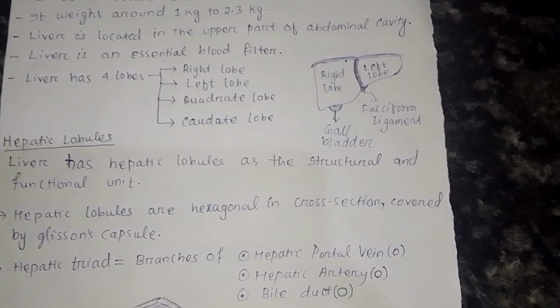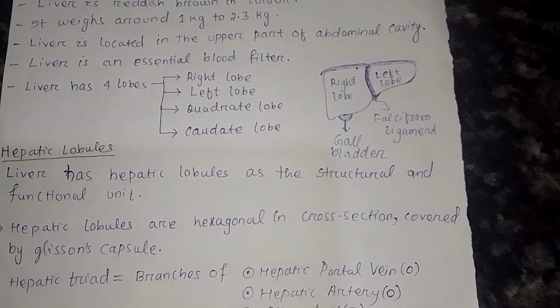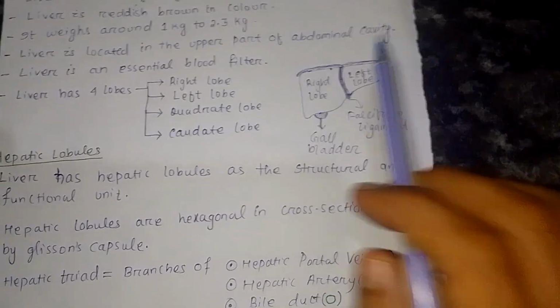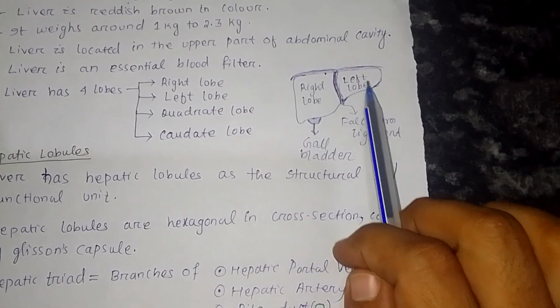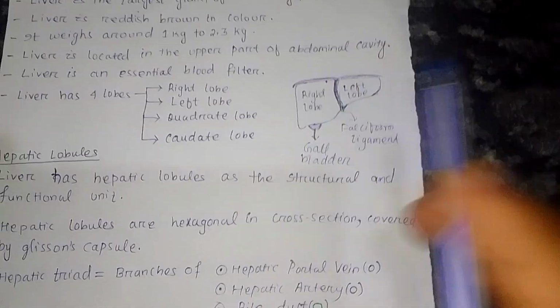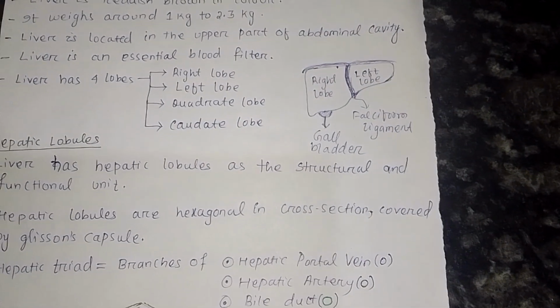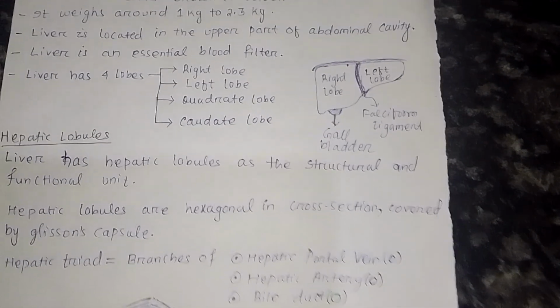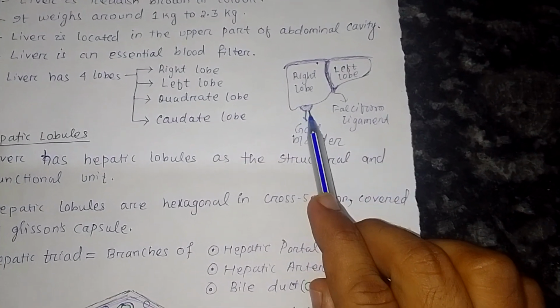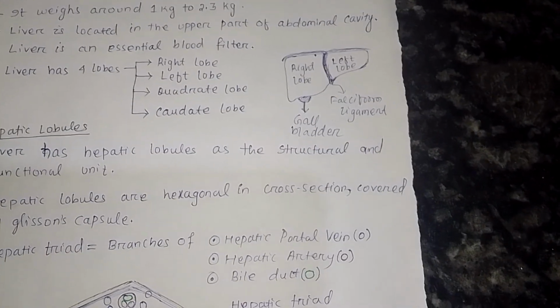And the liver has four lobes: the right lobe, left lobe, quadrate lobe, and caudate lobe. Here is a small diagram of liver for imagination. This is the left lobe, this is the right lobe, and the caudate lobe and quadrate lobe are present on the posterior surface of liver. And here you can see this is the gallbladder, whose duct is known as the cystic duct.